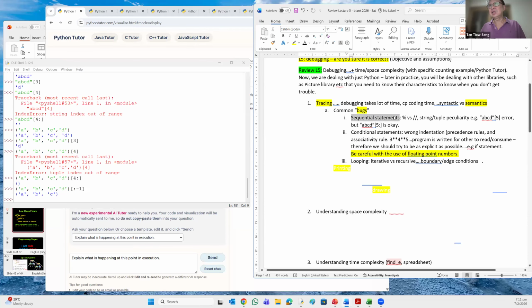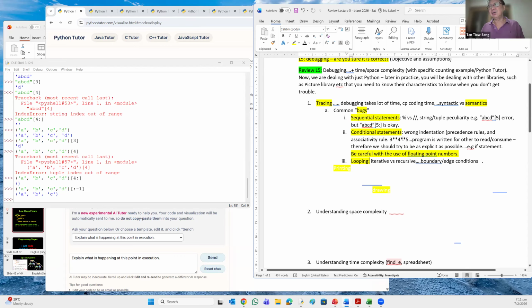So here I listed that a sequential statement can have a bug, a conditional statement can have a bug, and recursion can have a bug, or looping can have a bug. So for the case of conditional statement, we saw this 3 to the power of 4 to the power of 5. And because of either the left or the right associativity, you could have 3 raised to the power of 4 raised to the power of 5 first, or 3 raised to the power of 4, then raised to the power of 5.